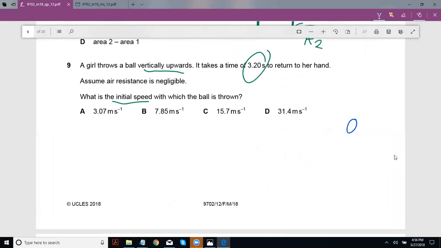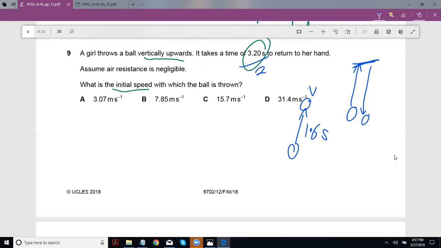To reach 0 meters per second, the top point, it will take 1.6 seconds. So it goes from her hand to the point where it's at its maximum point and it has zero velocity, and then starts to come back down. You said it's 1.6 seconds. You divide that by two, basically.